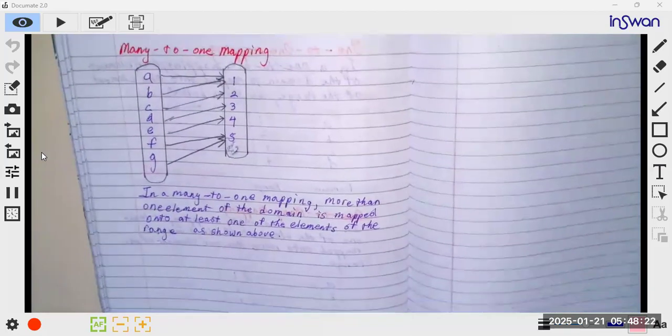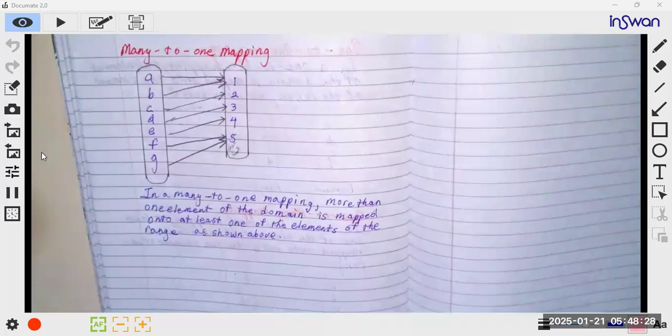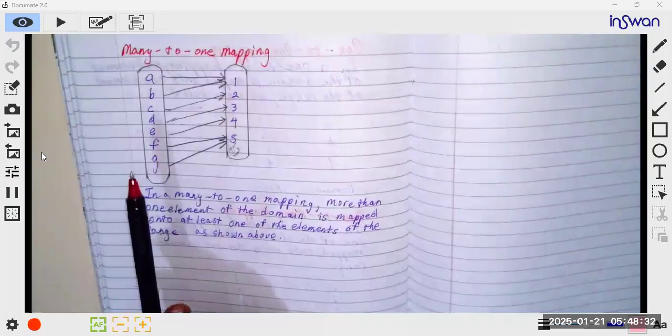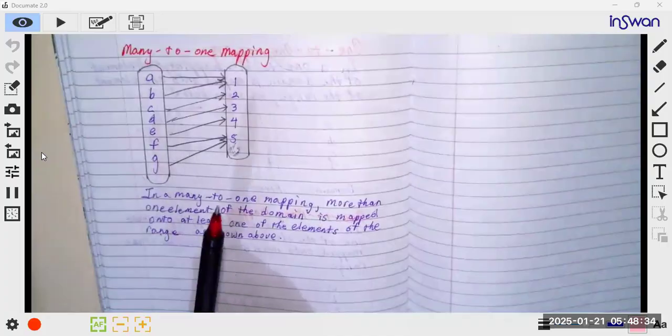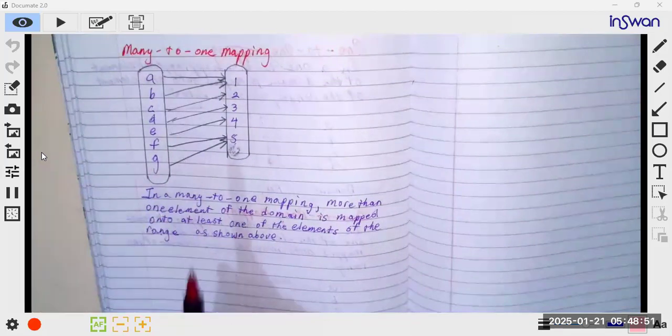Next, you all could see that a many-to-one mapping is where more than one element is mapped together. So you see how A could be mapped onto 1, but B can also be mapped onto 1. C could be to 2, D to 3, E to 4, but F and G could be mapped onto 5 and 6. So that's what we term to be many-to-one mapping.